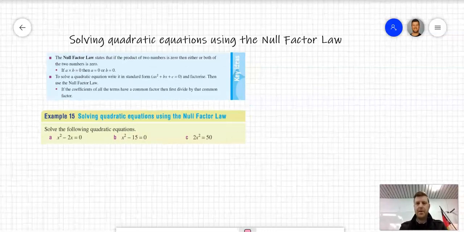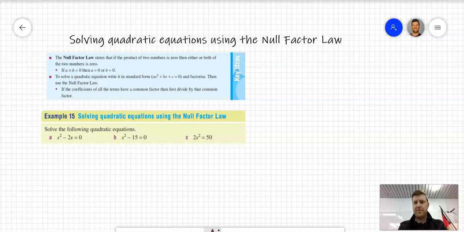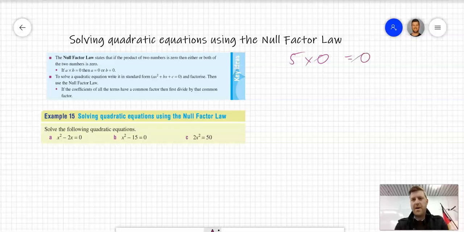Before I get into this though, what I like to start off the topic with, and I know this seems really basic and straightforward, is just looking at numbers that multiply together to equal 0. So if I had 5 times 0, for example, we know that that's 0. If I had minus 7 times 0, again we know that that's 0. So anything multiplied by 0 is equal to 0. Okay, and that's the premise of the Null Factor Law.